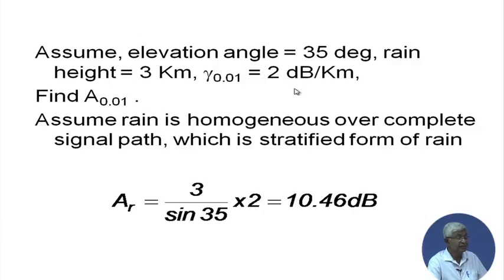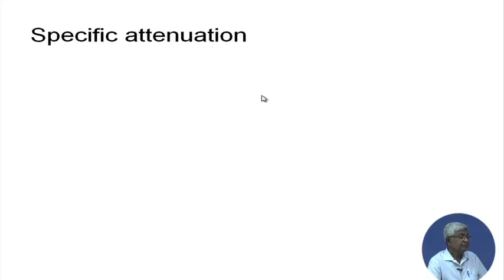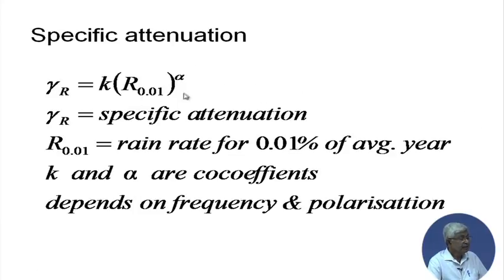If this decreases, the whole thing decreases. This depends on frequency, polarization, etc. So specific attenuation is modeled as a power model: gamma R equals k times R 0.01 to the power alpha. The k and alpha are two coefficients, where gamma R is the specific attenuation of the rain, and capital R 0.01 is the rain rate for 0.01% of the average year.